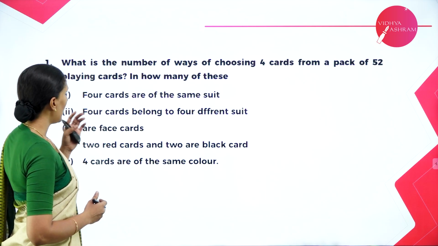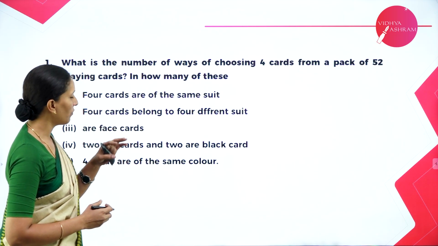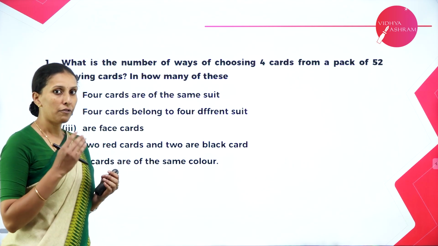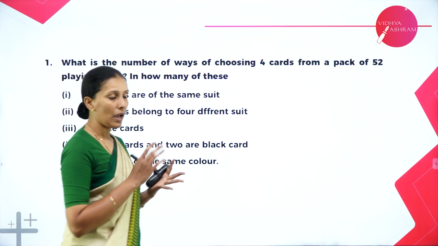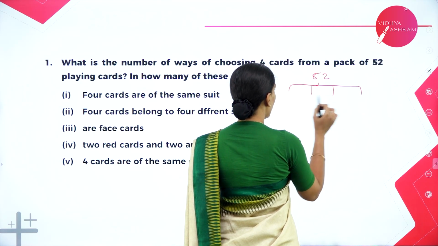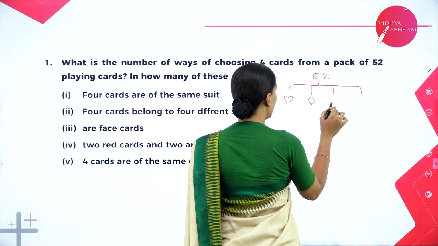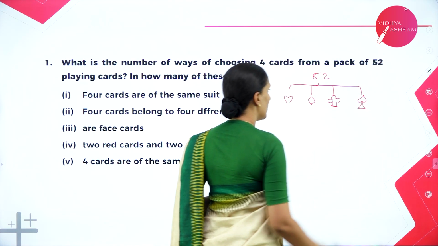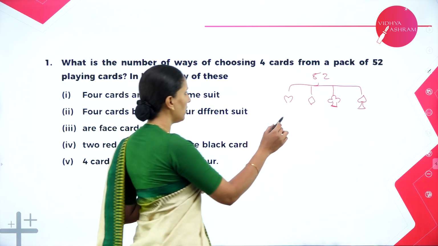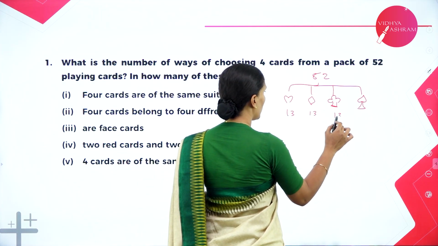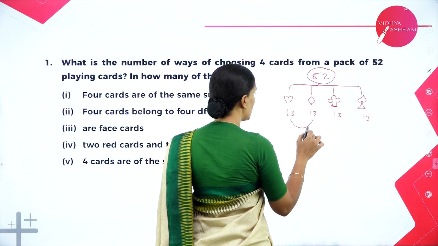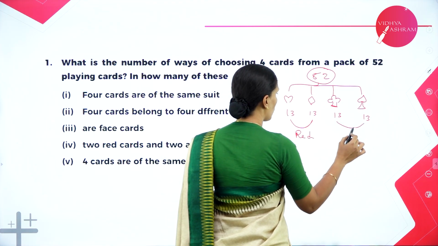Now, first let us find out the number of ways of choosing 4 cards where 4 cards are of the same suit. So that means I need to choose 4 cards which are of the same suit. So I know that out of 52 cards, there is a subdivision of cards which contain hearts, diamond, spade, and club, and each contains 13 cards of the same shape. So all of them in total make 52. And among them, these 2 are of red color and these 2 are of black color.